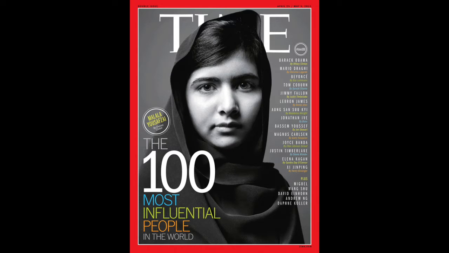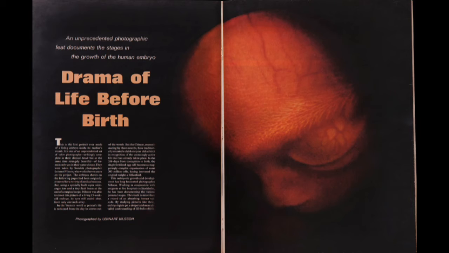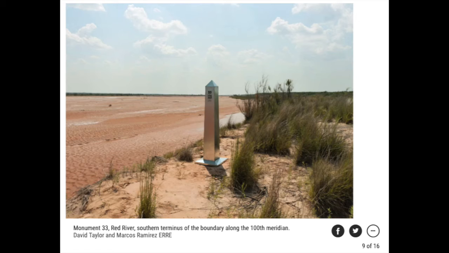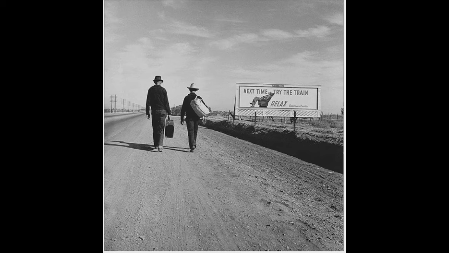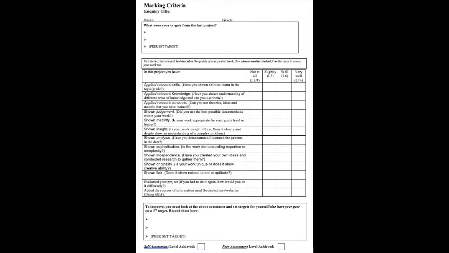With my grade 11 IB geography students, we were looking at the Colorado River and river drainage basin management. A different way of doing a project this year was to use a photo essay. I directed the students to look at some different Time magazine photo essays, as you can see here. Some super famous ones about the Great Depression, about the Bhopal gas tragedy, which is something we've talked about before.